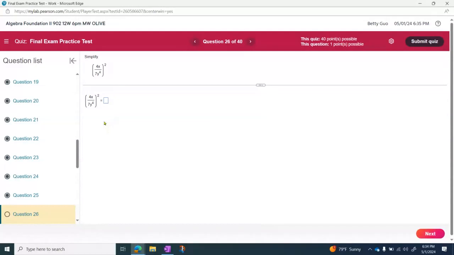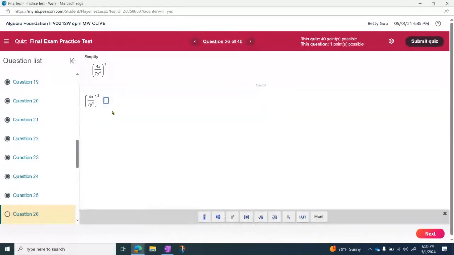Okay, so let's continue. Simplify. I'm going to just do it here. Okay. So first, let's set up the structure. The numerator is going to be 4x to the power of 2, and 4 to the power of 2 is 16, and then x to the power of 2, right? Because the numerator is the square of 4x. The square of 4x means 4x times 4x. And 4 times 4 is 16, x times x, x squared. That part is fine, right?